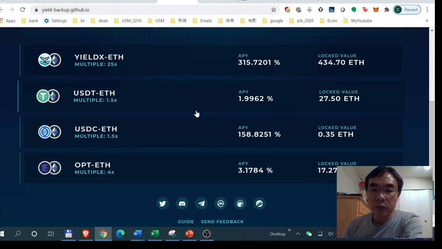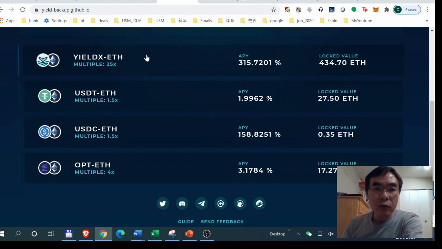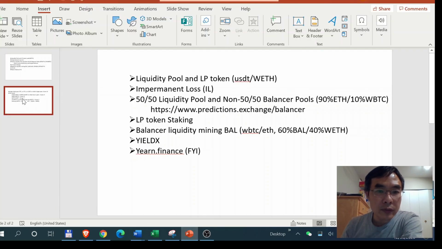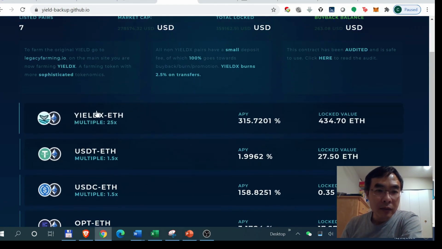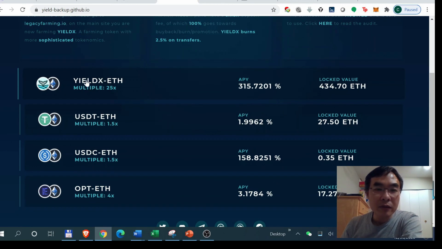So one thing I want to stress is that right now this YieldX and Ether pool offers an APY of 300%. But if you remember my previous slide, it falls into the shitcoin category with the WEther, right? If I take a look at it, this is basically a shitcoin, because it's pretty new. And then this one is Ether. So basically, I don't recommend new DeFiers go into this pool, because you don't know what you're doing. The reason I'm in this pool is because there are some very important techniques to enter this pool.